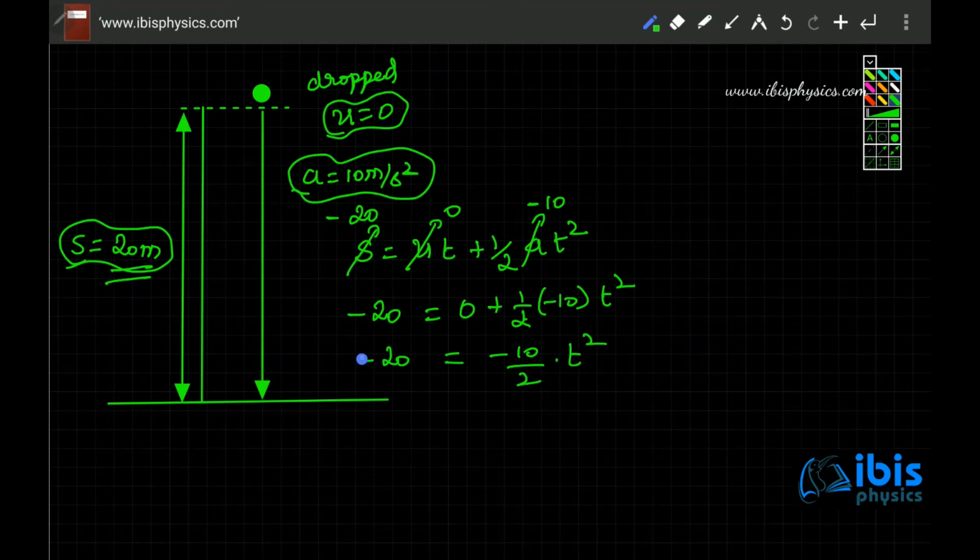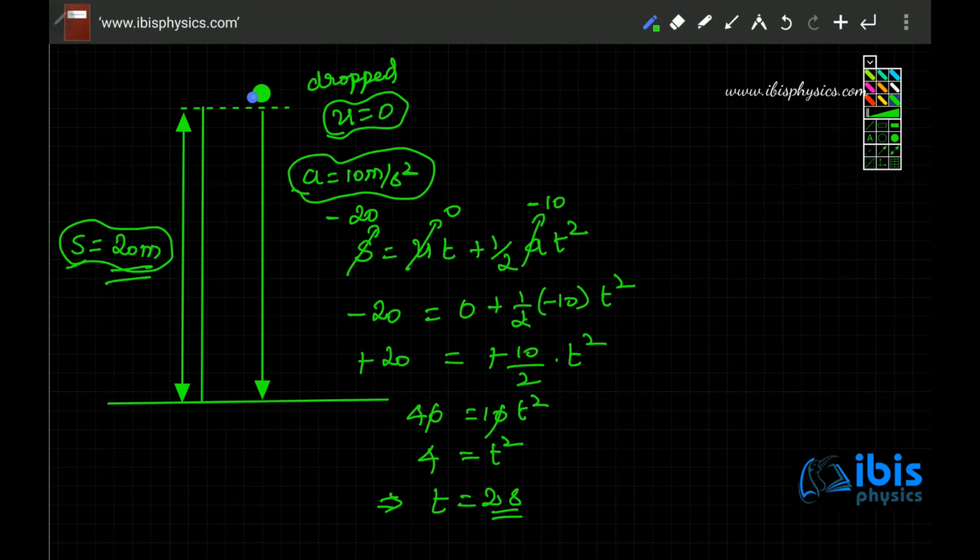Both sides are minus, so the minus will be cancelled. When I cross multiply, 2 into 20 is 40. So 40 equal to 10 t square, and when you cut one zero, t square equal to 4 seconds square, which means t is equal to 2 seconds. Plus or minus 2 will come, but time cannot be negative, so it is 2 seconds.